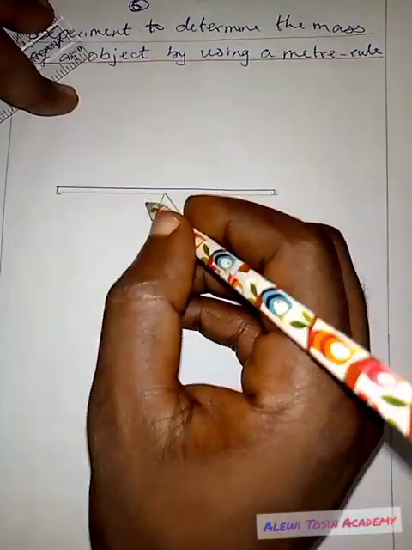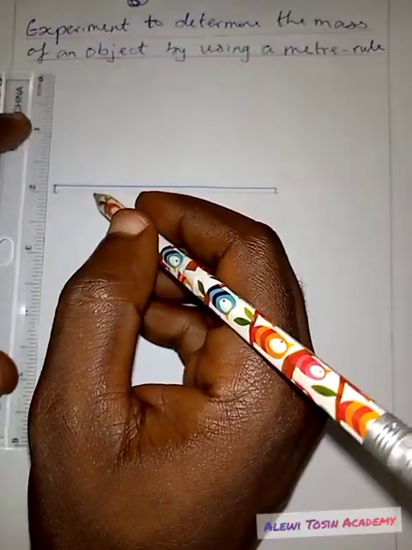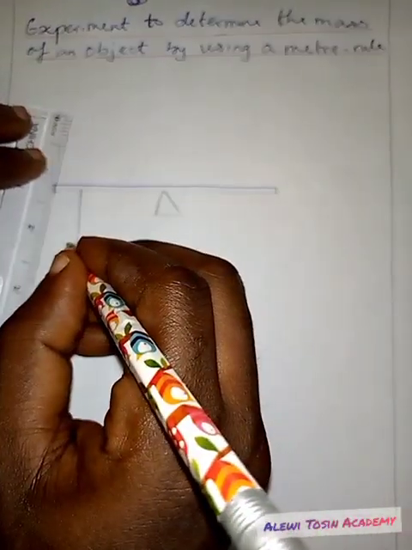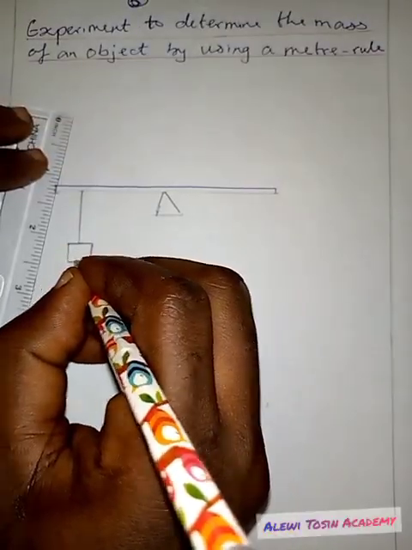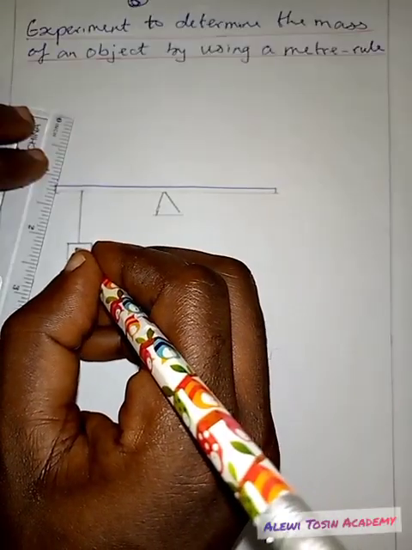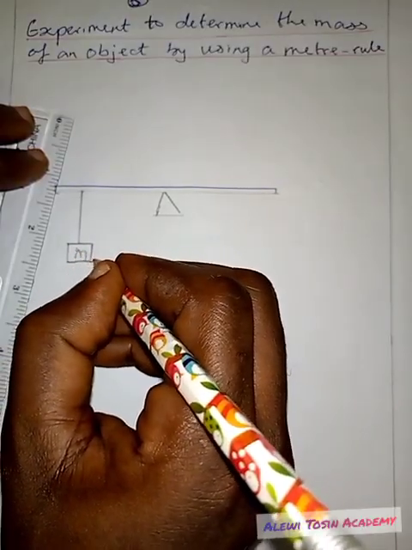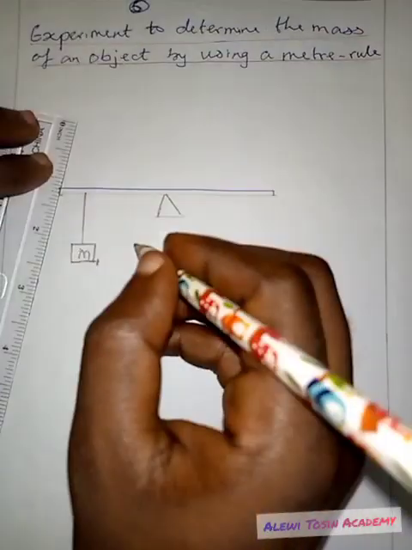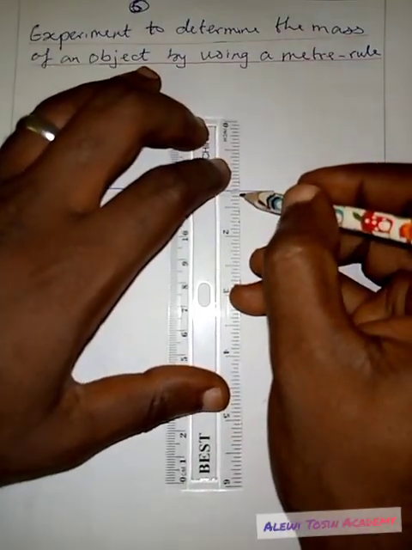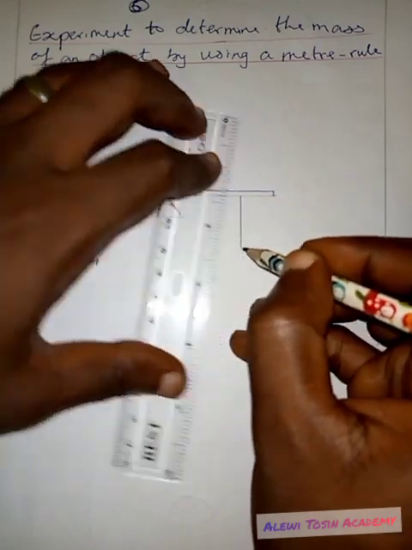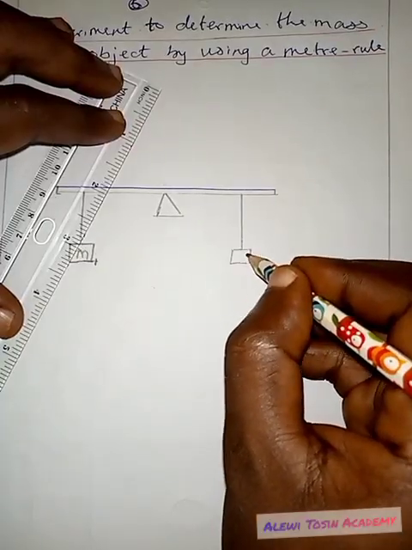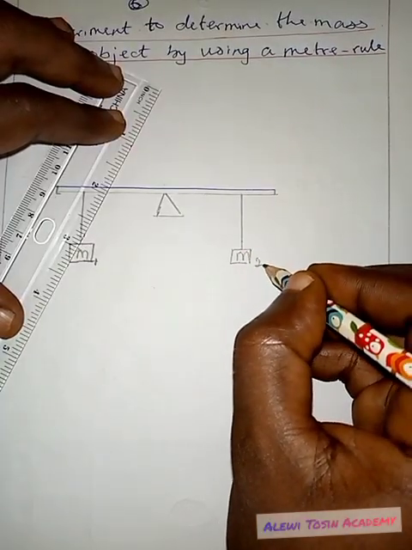Now, we have a known mass. This is a known mass, let's call it M1. M1, that's a known mass at this side. And we also have an unknown mass. That's the mass we are trying to determine. Let's call it our M2, okay?